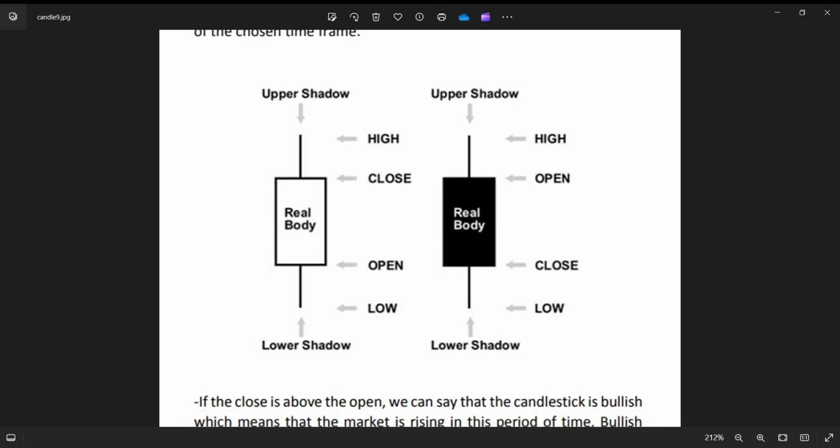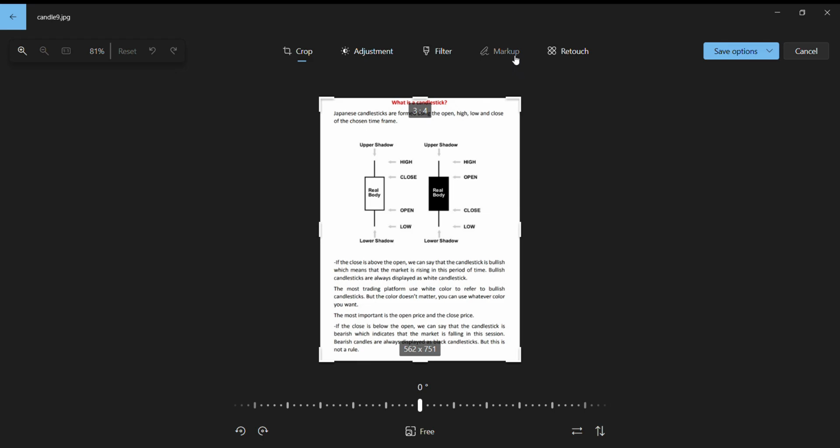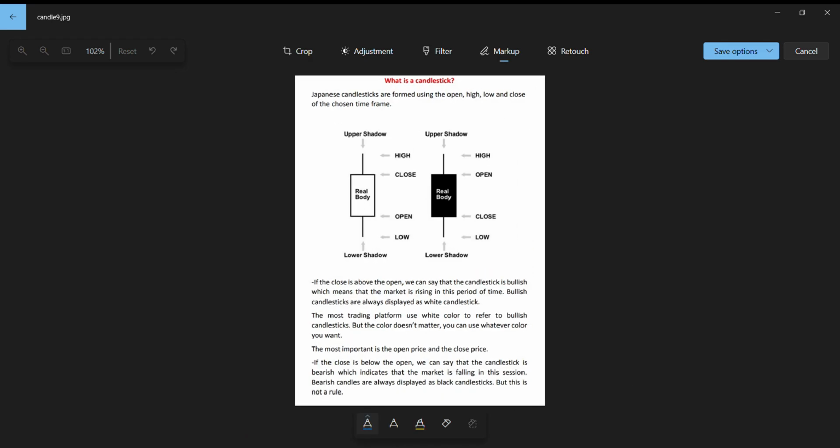Now, like I explained the other time, we are able to see the high and the low, the close and the open. The same way we are going to see it here now. Let me pick my markup, and I want to quickly make use of markups. Now, do look at this chart. This is a real body. Okay, it's a real body. And this is the second candle.